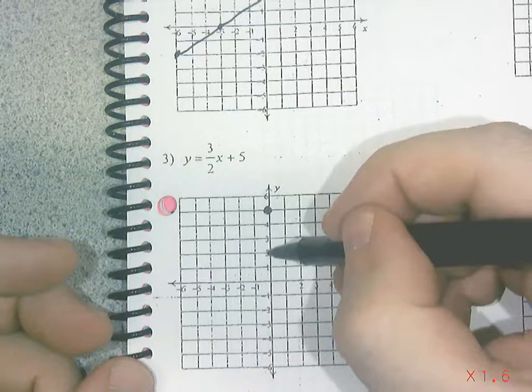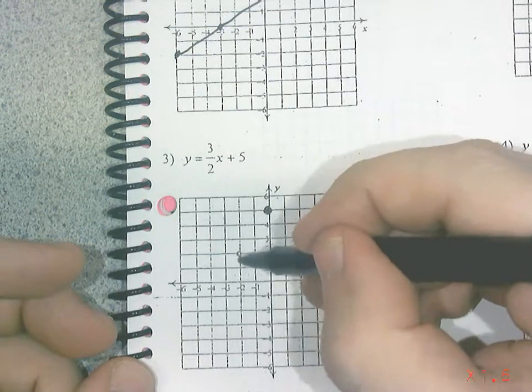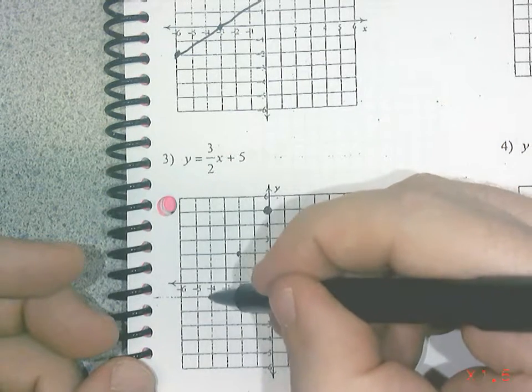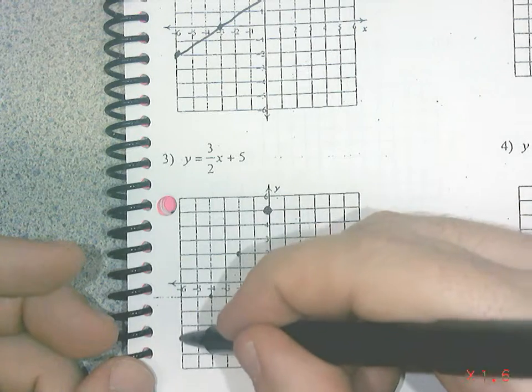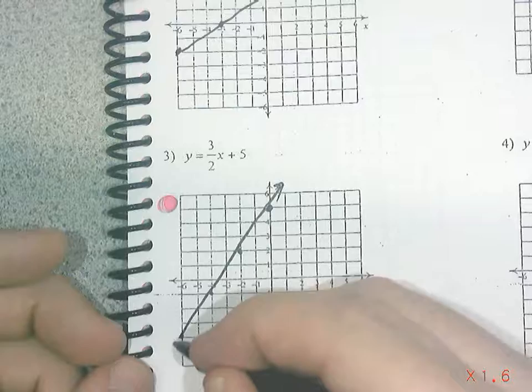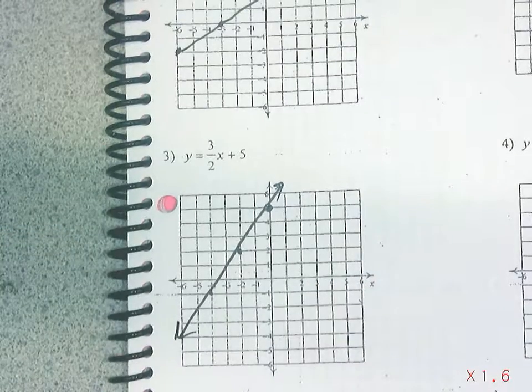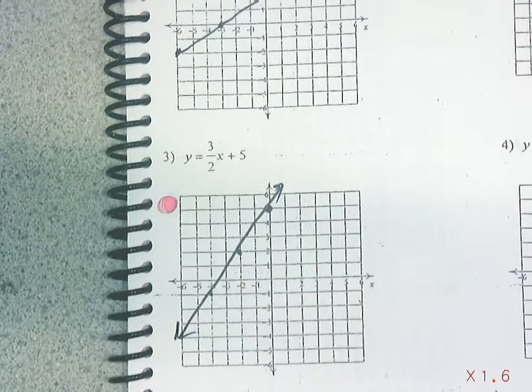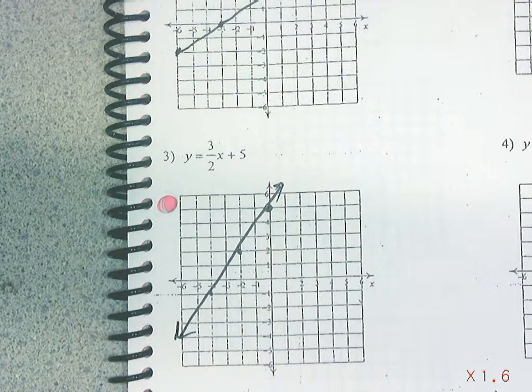So again, down 3, left 2, down 3, left 2, down 3, left 2. And there's my line right there. Not too tough, right? Once you figure out you can go backwards, it makes these a lot easier.